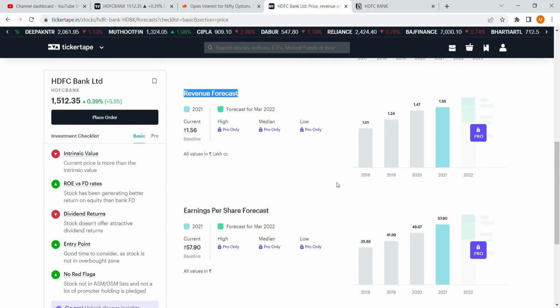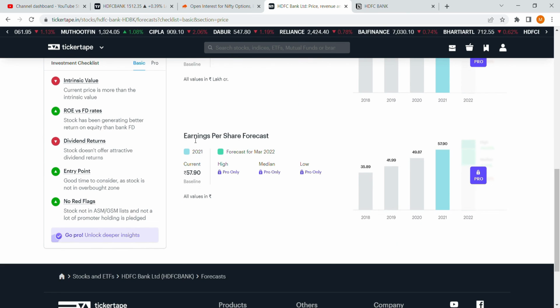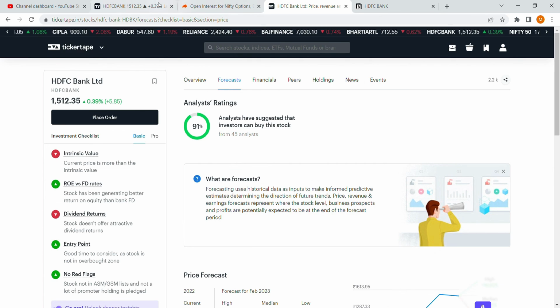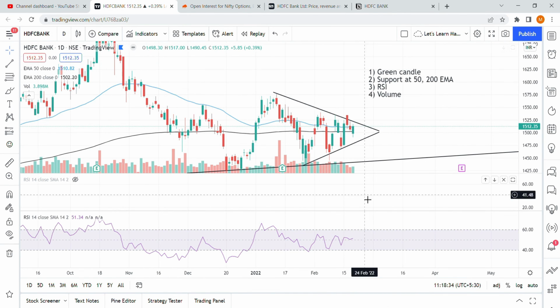So the company has been performing pretty well, so there's no bigger risk. Even the earnings per share keeps increasing. So this is a very healthy stock fundamentally as well. So you can plan your trades accordingly.